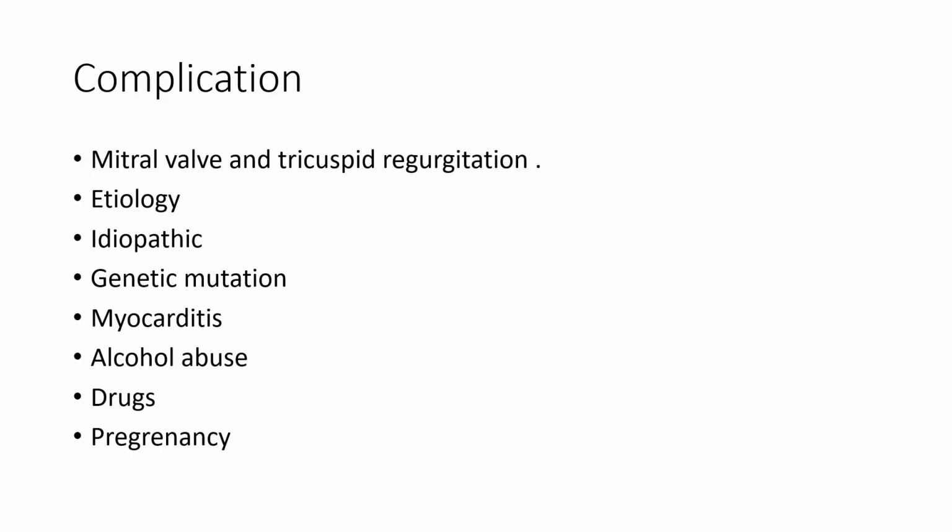As all the heart chambers are dilated, it will be difficult to fill the heart, and there will be systolic dysfunction. So the blood which is being pumped by the heart is less. The complications of this disorder are mitral valve and tricuspid regurgitation. The etiology is unknown, or idiopathic. This is the most common form of the etiology of dilated cardiomyopathy.